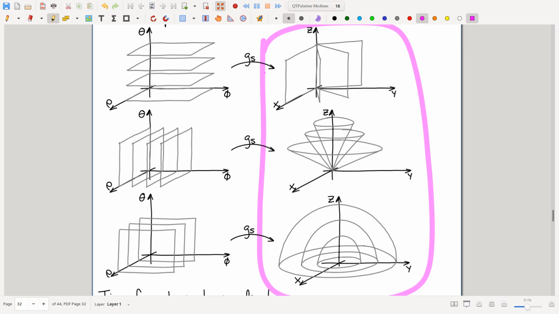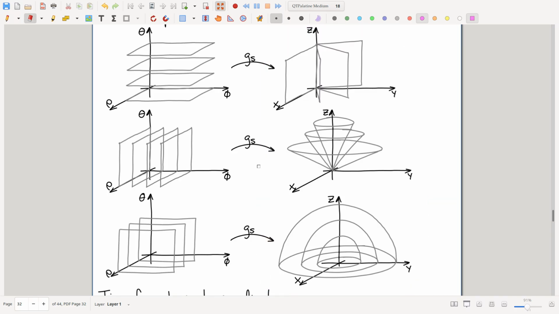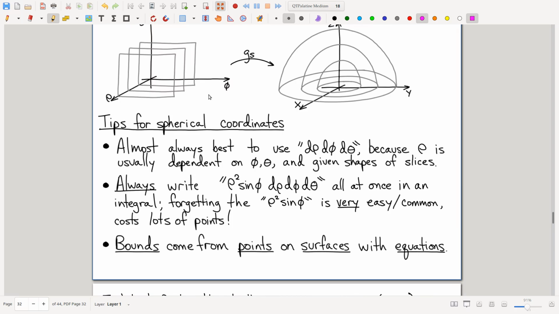So here's the really good news. It turns out that all of the seeming geometric and artistic challenge that we would face here is actually all going to just disappear because of the following awesome observation, and that is you're pretty much always going to go in this order: d rho, d phi, d theta.